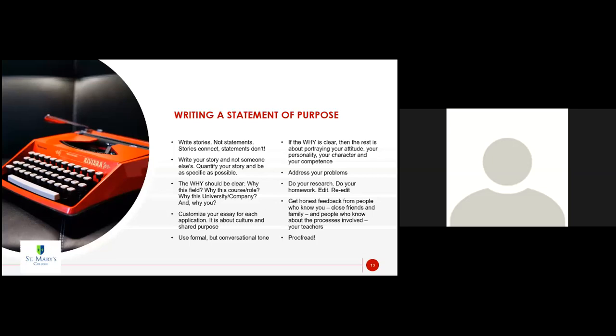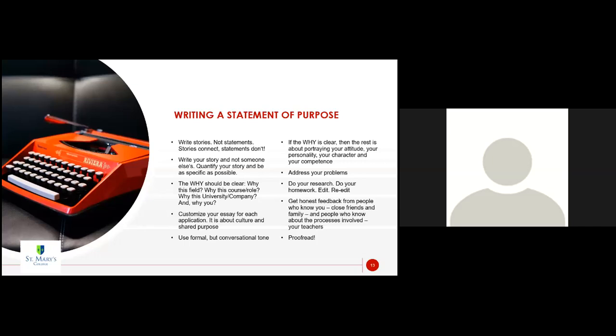So please get honest feedback from people who know you, close friends and family, and people who know about the processes involved, your teachers. So one is about people who know you. The other is about people who know how the academic admission process happens elsewhere. So generally, your teachers who know you really well can give you reasonably constructive feedback about how to write a statement of purpose for admission. And this is very important.